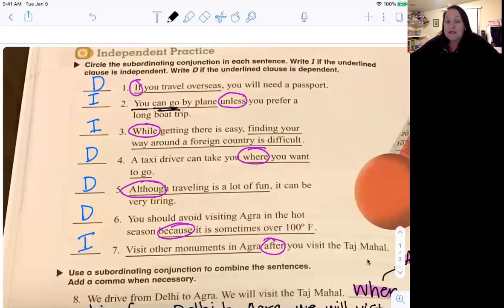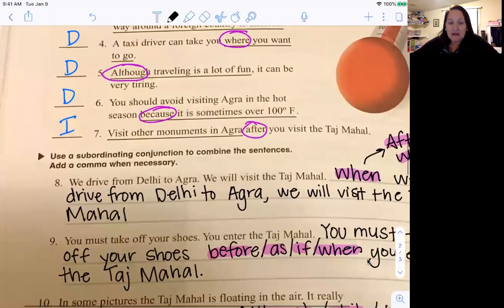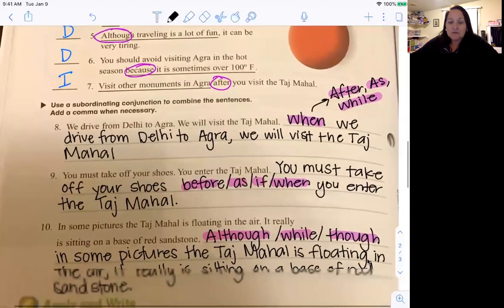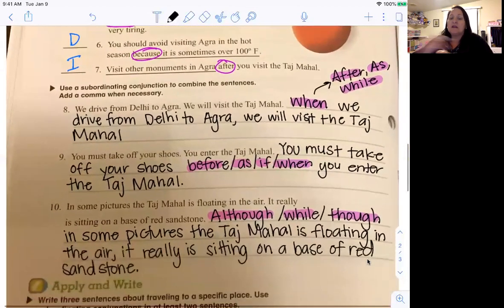Number 7, visit other monuments in Agra. That's independent because the subordinating conjunction comes after that. It's after. Okay. So I want you to look at 8 and 10, sorry. And what we could do here, what I did was this. I combined them for you. I showed them where we could add them. If you think you did something different and you think it works, when I talk to you later on this week, then we'll get together and you'll say, hey, I thought this, and we'll talk about it, okay?